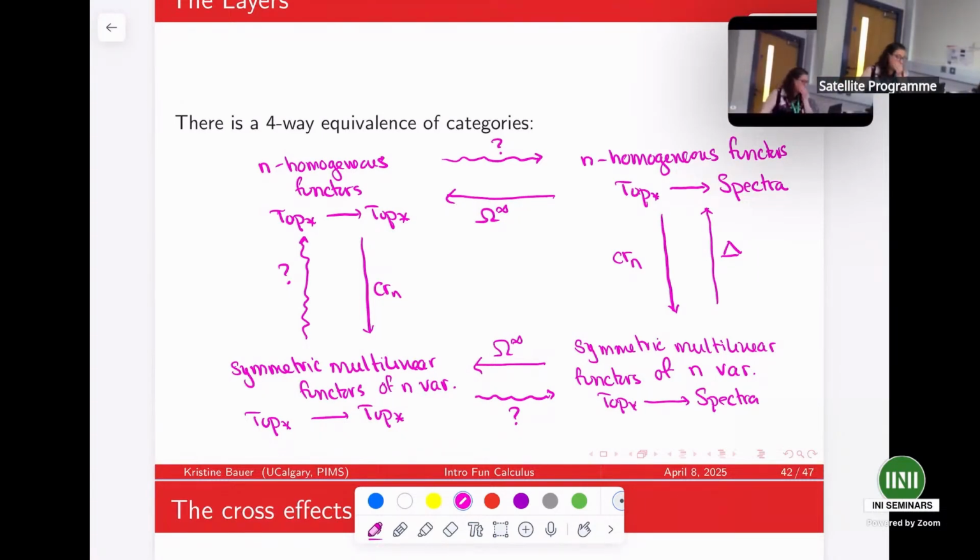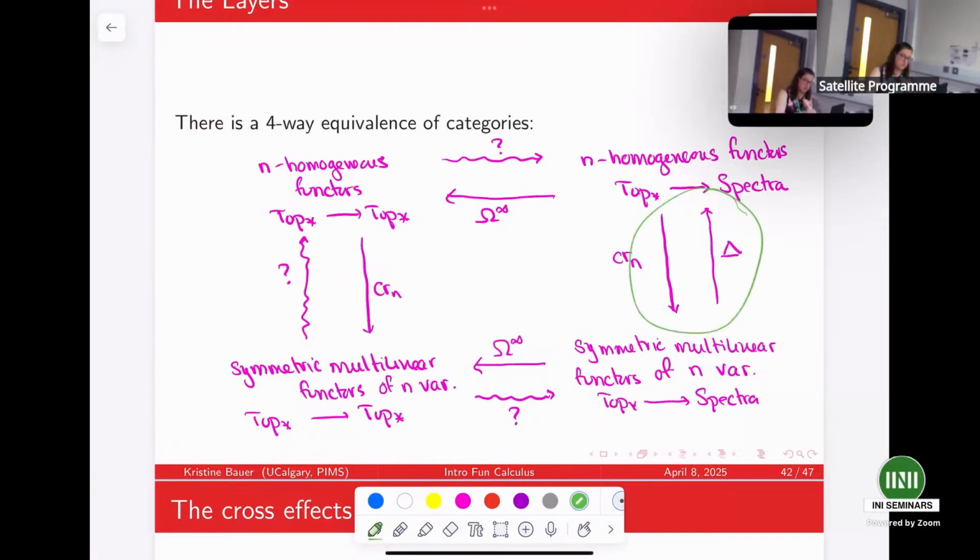Okay, so let me try to convince you about this one. And then I'm going to tell you why this is hard and why I don't want to tell you what all those question marks are.